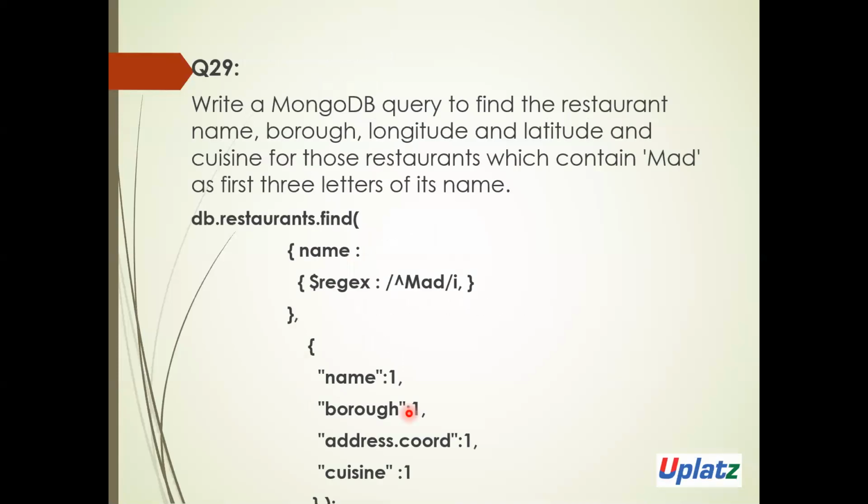So the next question is, write a MongoDB query to find the restaurant name, borough, latitude, longitude, and cuisine for those restaurants which contain 'Mad' as the first three letters. So it starts with it, and case sensitivity I am also checking, so I have mentioned i. So I need to return all the fields for that particular name.